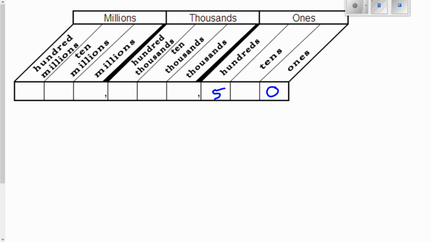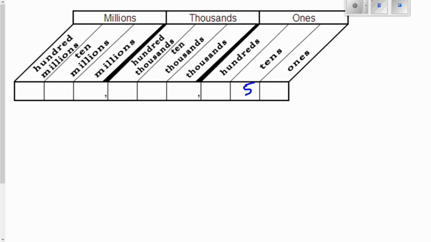The hundreds place is 10 times bigger than the tens place, and 100 times bigger than the ones place. So every time you move over one place to the left, it gets 10 times bigger. If you move 2 places, it's 100 times bigger. If you move over 3 places, it's 1,000 times bigger. The same thing happens if you move to the right, and that's where we have decimals.